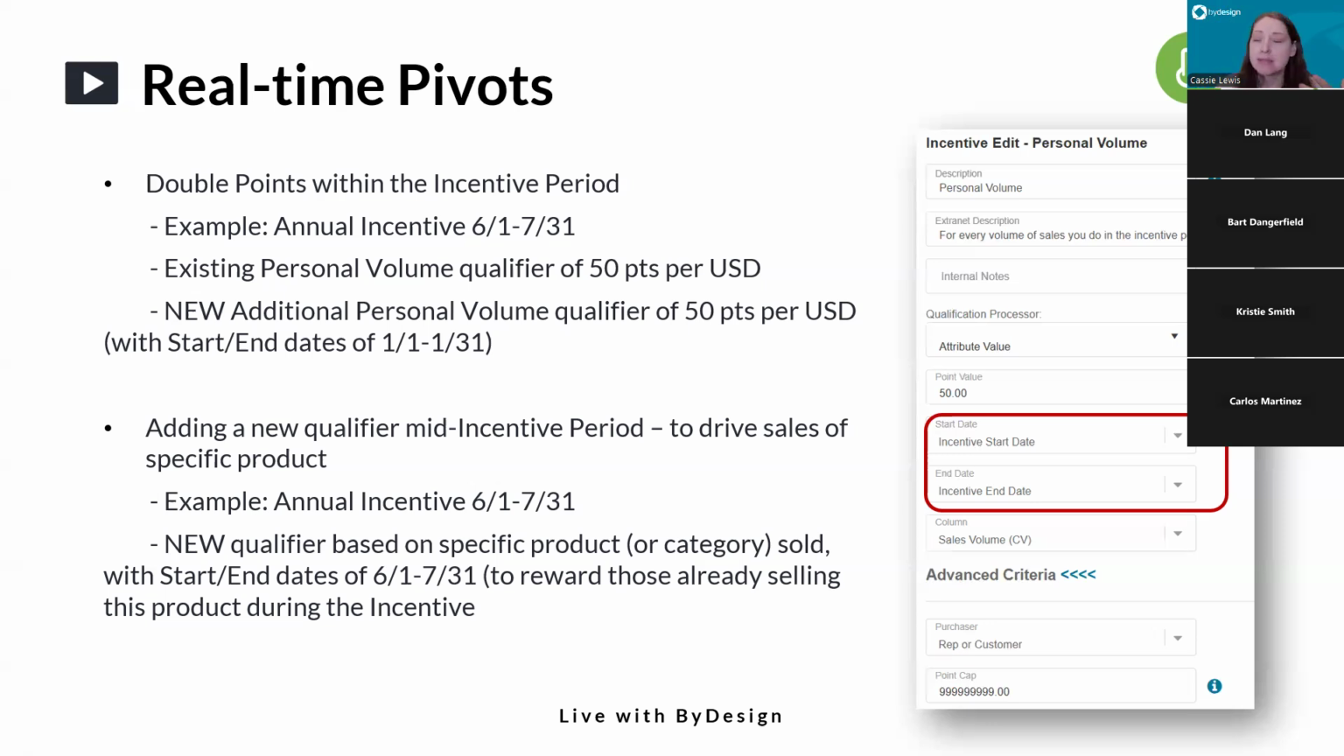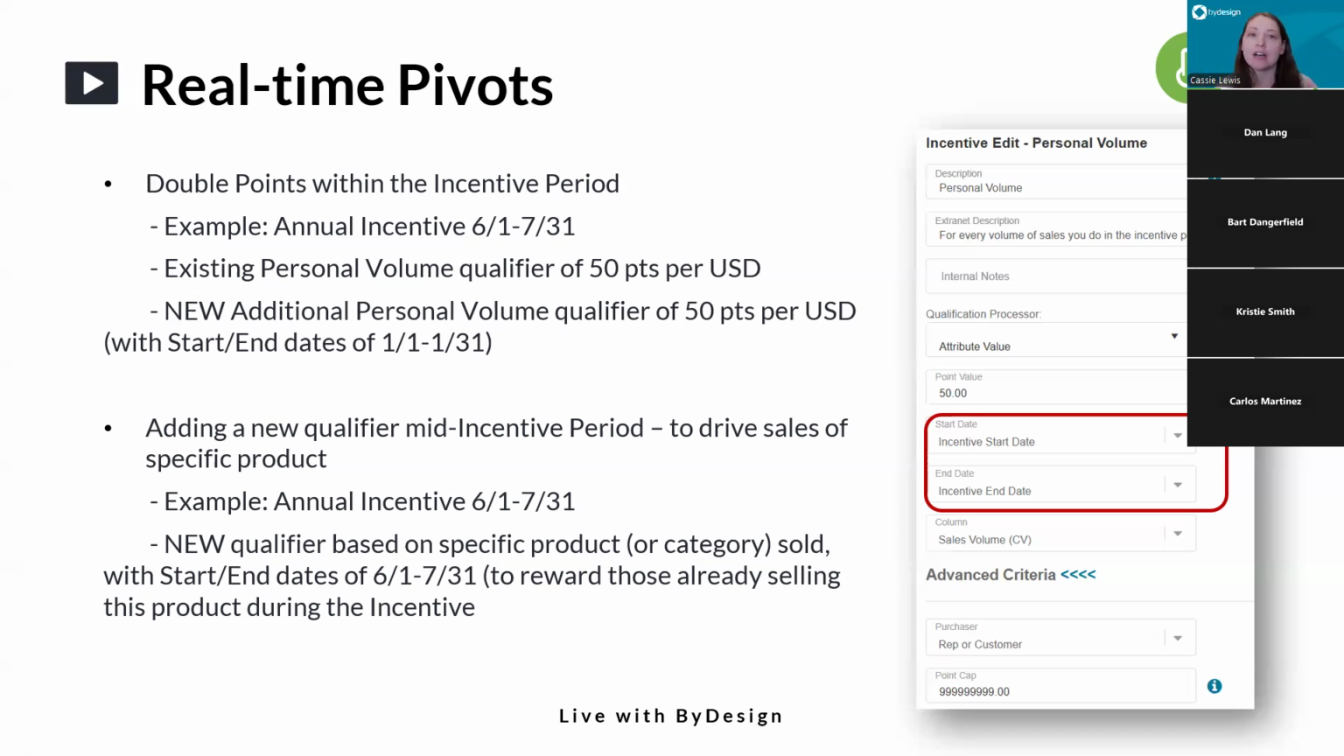But at some point during that period, maybe it's the first month or the last month or just a kind of dead month in the middle there, I want to offer double points. I can do that with the incentive tracker. So I've already got my annual incentive. I've already got the existing qualifier that's going to award 50 points per US dollar sold. I can go in and add a second new qualifier to give an additional 50 points per US dollar.